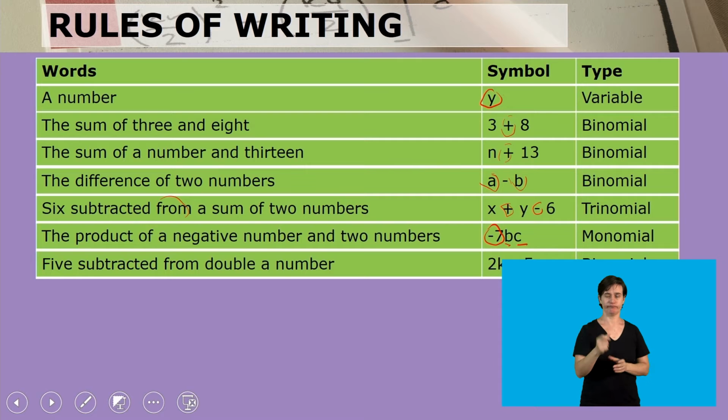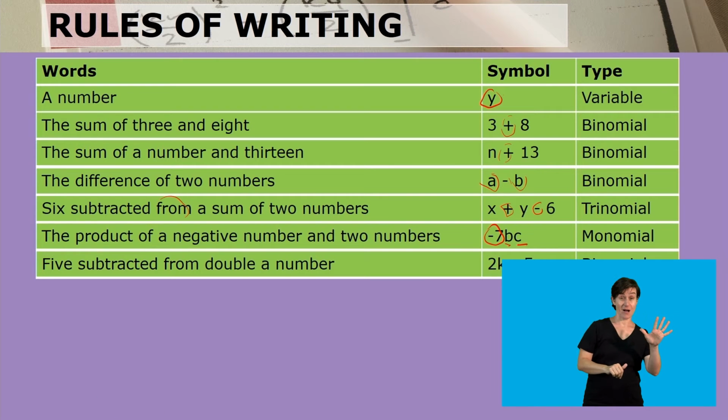And then 5 subtracted from double a number. As I said, the word from says whatever follows must be written first before we subtract 5. So the double number means the number is k and we don't know its value, but it will be doubled. Therefore, because it is doubled, it means that it's multiplied by 2, and then we subtract 5 from it, and it's a binomial.